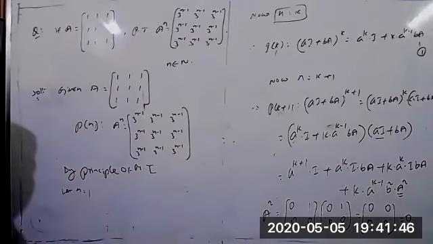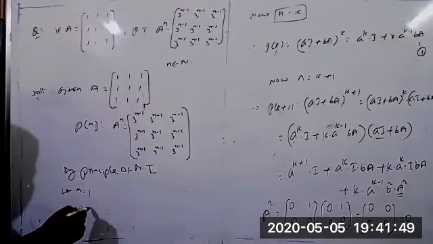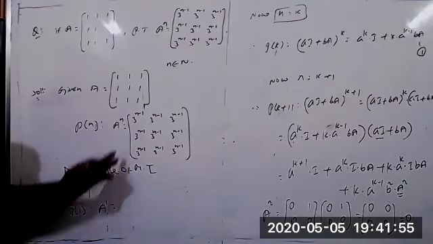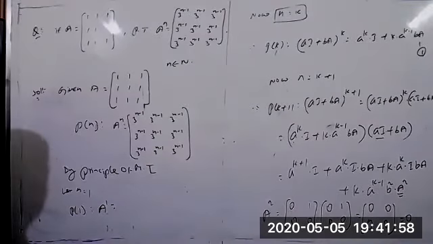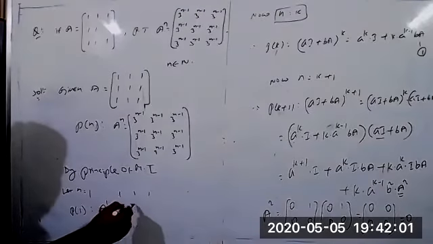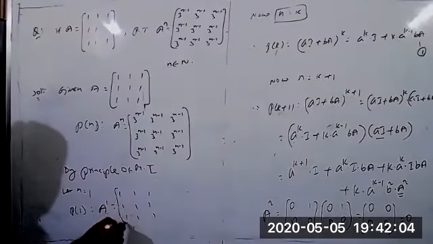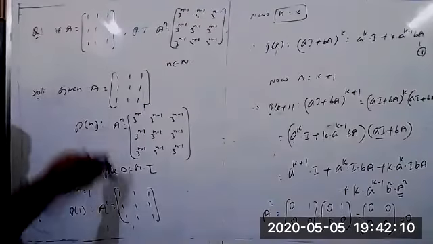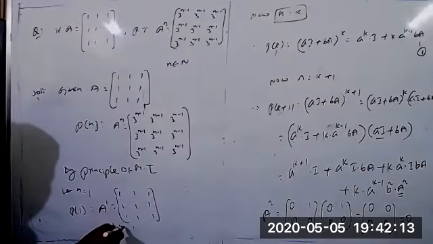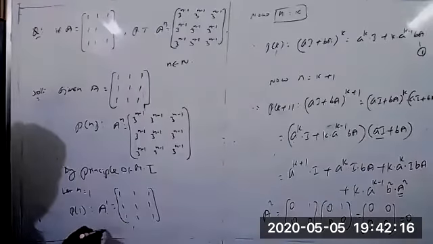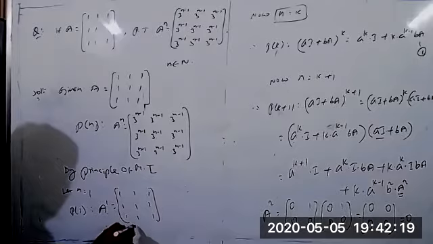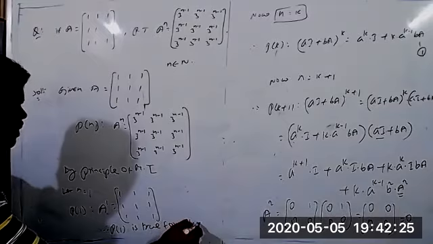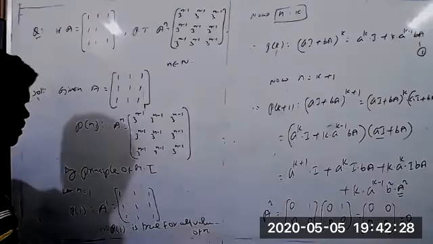Now we let N equal to 1. So find the value of P of 1. A power 1 equals, here N equal to 1 means 1 minus 1 equals 0, and 3 power 0 equals how much? 1. So all ones only. It is equal to A in the given matrix, so it is satisfied. Therefore LHS equals RHS, meaning we got the given matrix. So P of 1 is true.